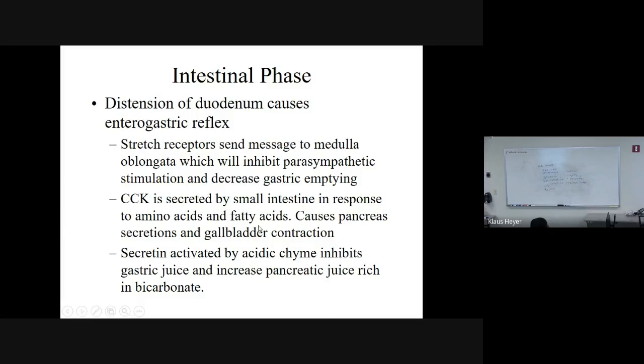So CCK is gonna cause the pancreas and the gallbladder, the pancreas secretions, pancreatic juice, and the gallbladder contraction. Secretin is doing the same thing, just kind of for a different reason. So if you see there's a difference in what activates these. CCK is getting activated by amino acids and fatty acids. So we're talking about the energy from the food. That's what's activating it. Secretin is getting activated by the pH.